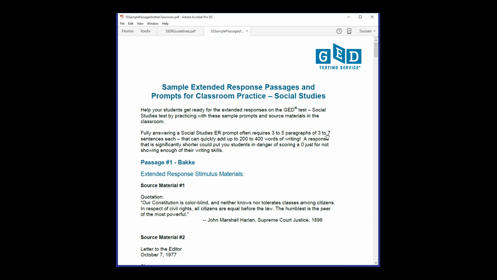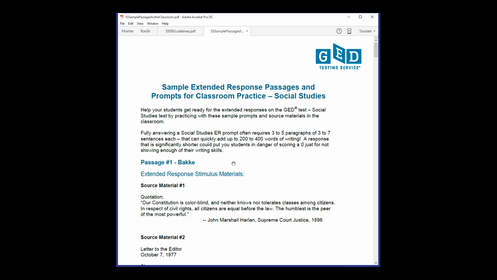So take advantage of those. That is one of the documents that you have, sample extended response passages and prompts for classroom practice. We love it as we're going through that we have these materials. So there are 5 different sets of materials here. So you have the source material. You may have the excerpt where they find the enduring issue, and then you have the source material to go with that.